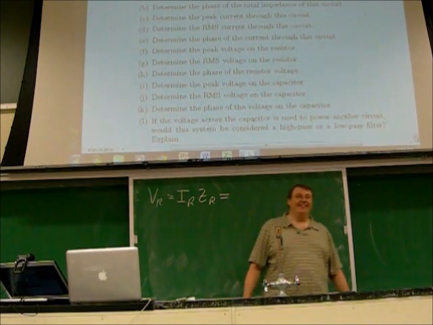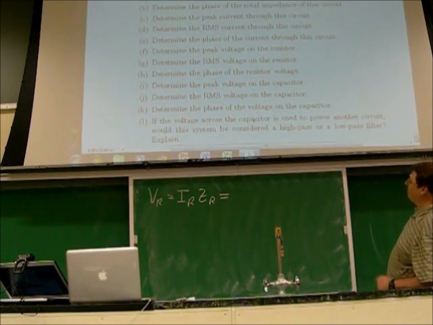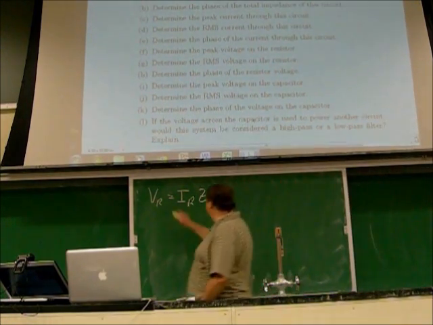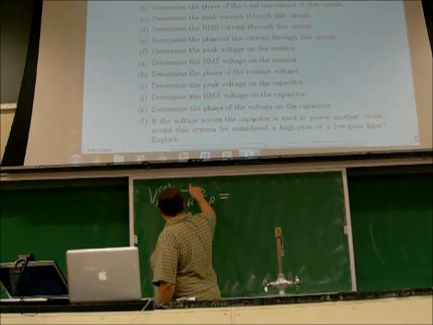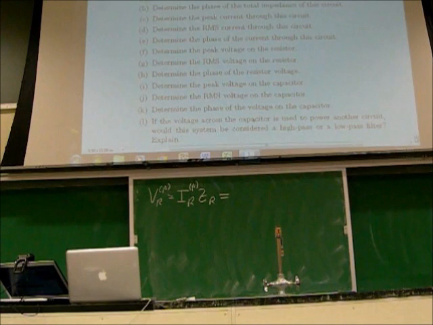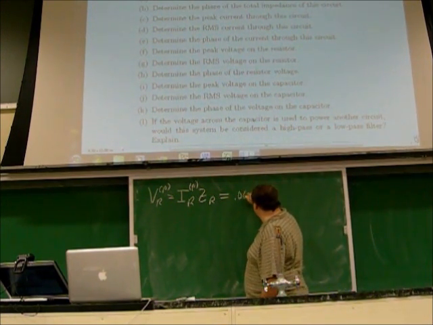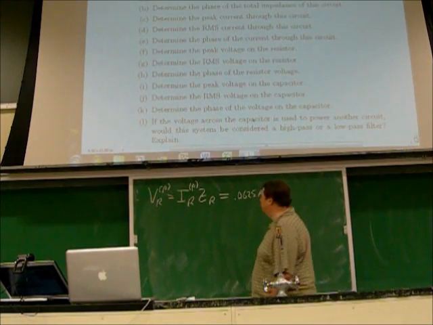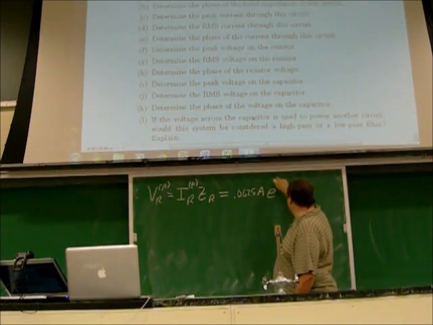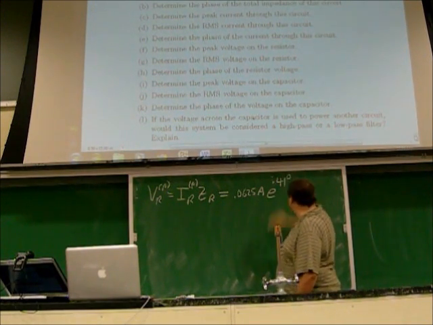Okay. The first thing we've been asked to calculate is the peak value of the voltage on the resistor, so we're going to make this peak. At some point I'll think ahead and leave room for those keys in parentheses. So in order to get the peak voltage on the resistor, we're going to use the peak value of the current, which was 0.0625 amps e to the i 41 degrees.